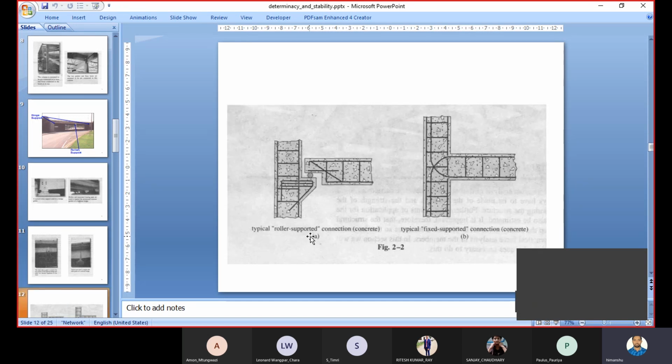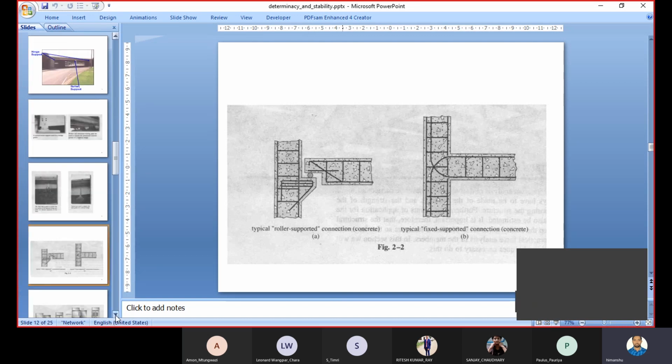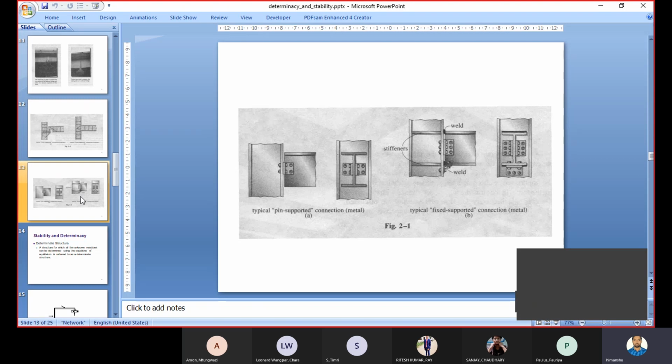See how a roller support looks and how a fixed support looks. Whenever you see such an arrangement, there will be a roller supported connection. And if you see a totally combined or monolithic structure, then that is a fixed supported beam or structure. These are pin connected, these are fixed because they are welded. But in this case these are not welded.